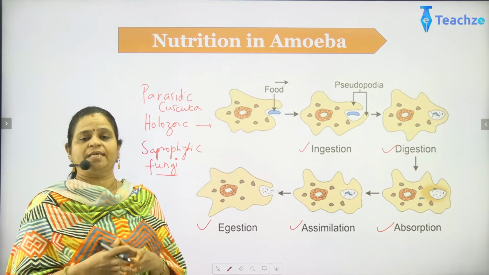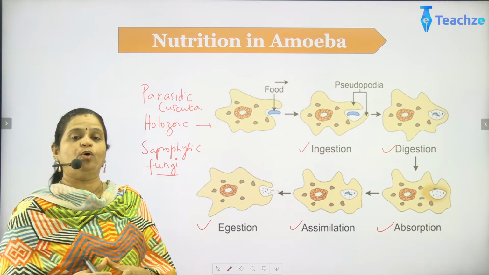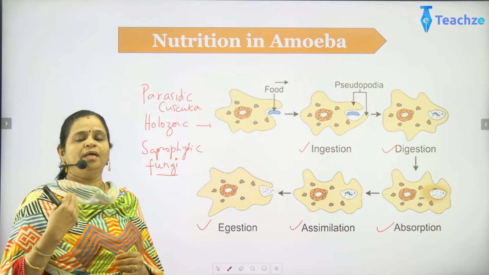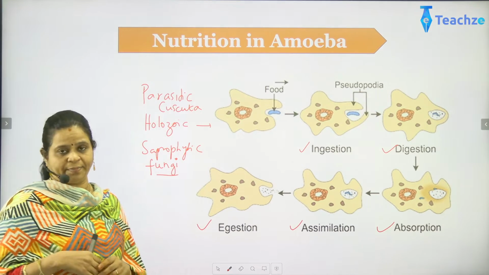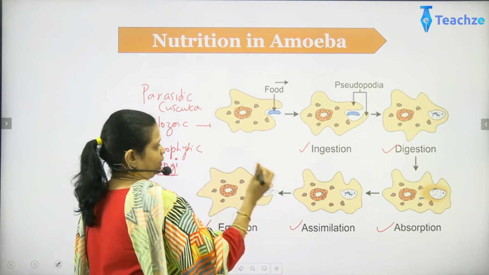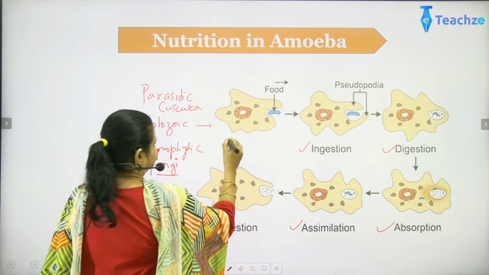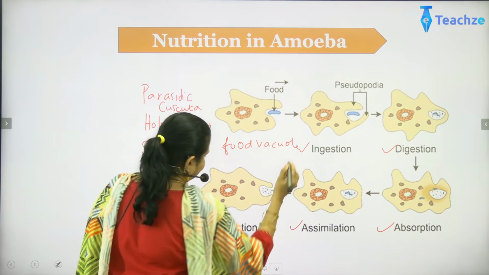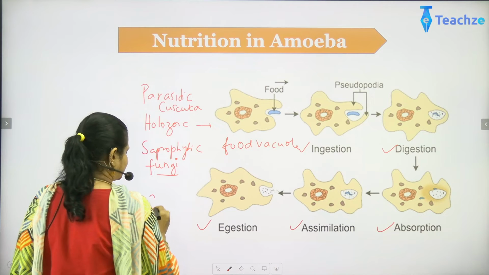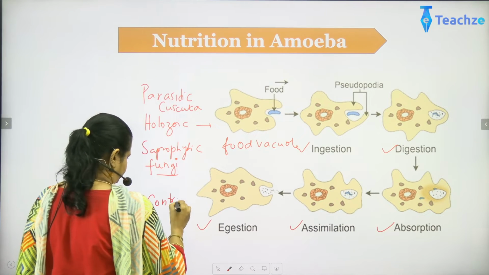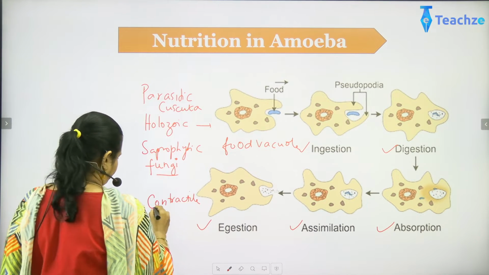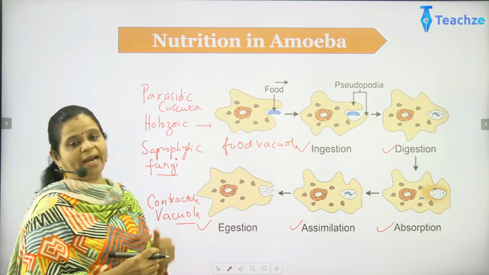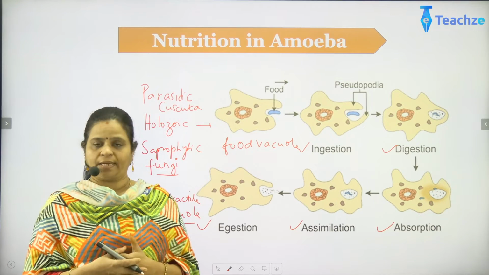Amoeba being a unicellular organism, we'll be looking at only two different structures for either taking in the food or giving out the unwanted excretory material. The first one is the food vacuole, and the second one we will be looking at is the contractile vacuole. So now, what is this food vacuole and what is this contractile vacuole?